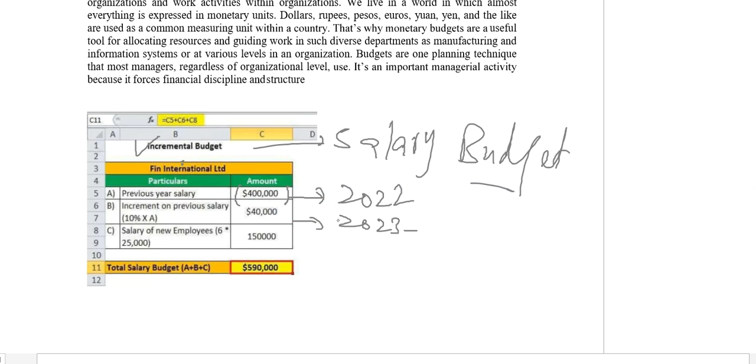So 10% of 4 lakh is 40,000. And number three, as our business is growing, in 2023 we have to hire 6 new employees, and each employee will have a salary package of 25,000 rupees. So this will be a new addition in the salary expense, which is 1,50,000 rupees. So the total expected salary expense for the year 2023 will be 40,000 plus 4 lakh plus 1,50,000, which is about 5,90,000. So this will be the salary expense or incremental budget for the Fin company.